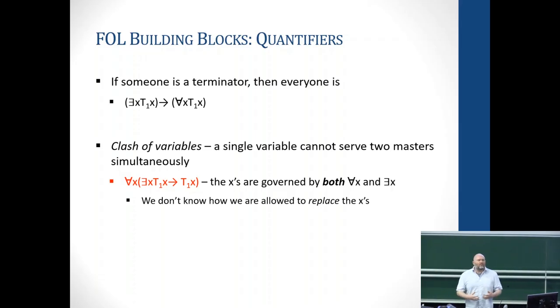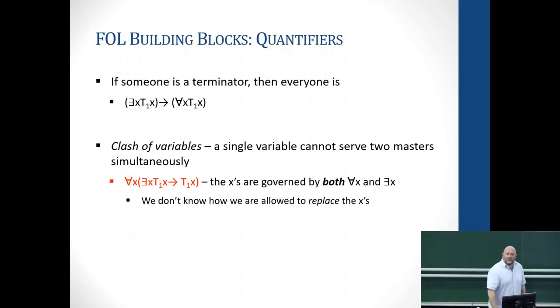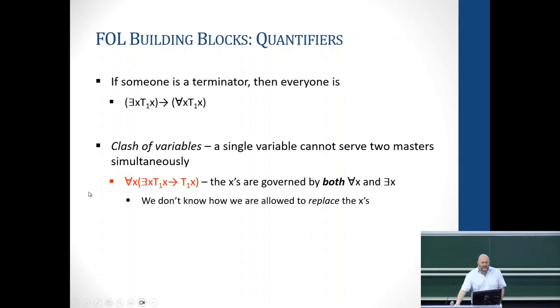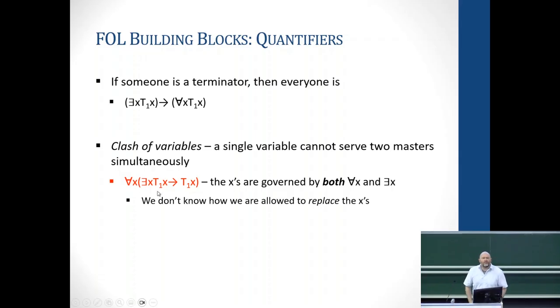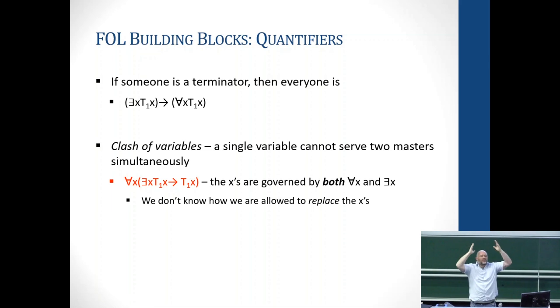So we can never have what we'll call clashes of variables. Variables can only serve one master at a time. They can only be attached to one function at a time. So we can never do this kind of thing. Never have two quantifiers that scope over each other, both attached to the same variable, because then we don't know how to fill in the associated gap.